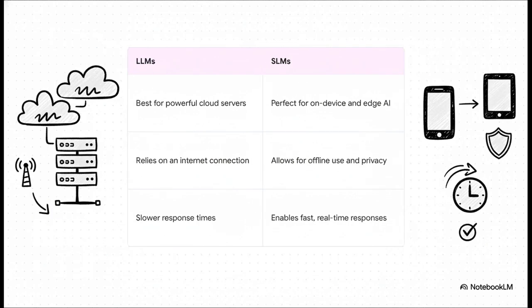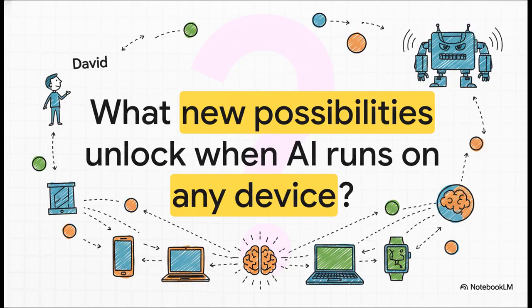And finally, let's talk about where this AI actually lives. LLMs almost always live in the cloud, meaning they need a constant internet connection. But SLMs, and this is their killer feature, can live right there on your device. This is huge for privacy because your data never has to leave your phone. And it means you get responses instantly. No lag, no waiting.